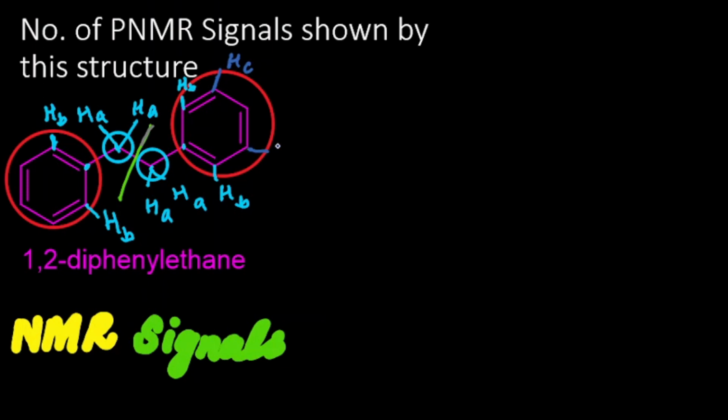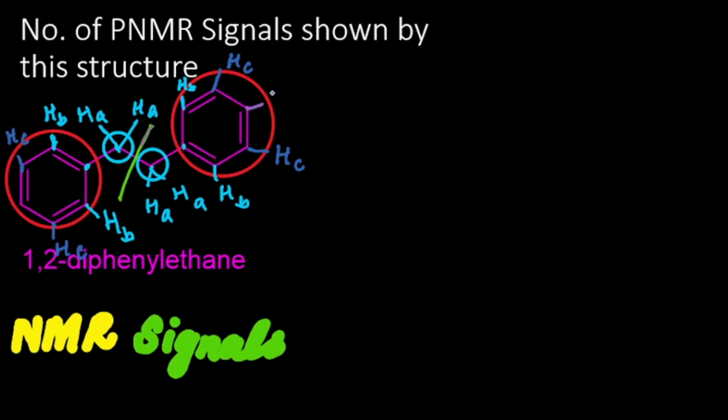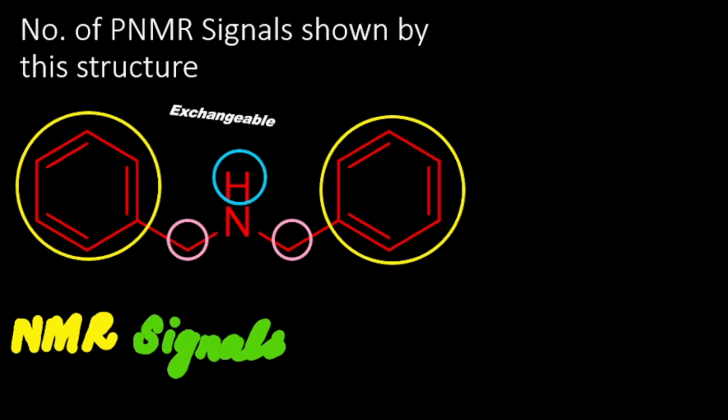And this is Hc. Here, this also gives us the same signal as Hc, because these are also chemically equivalent. Chemically equivalent means symmetry is present. So the hydrogens that give us the signal here, this hydrogen will also give the same signal. And now, the last one: this is the Hc and this is also Hd. Sorry, this is also Hd. So the total signals that we are getting here are of four types.